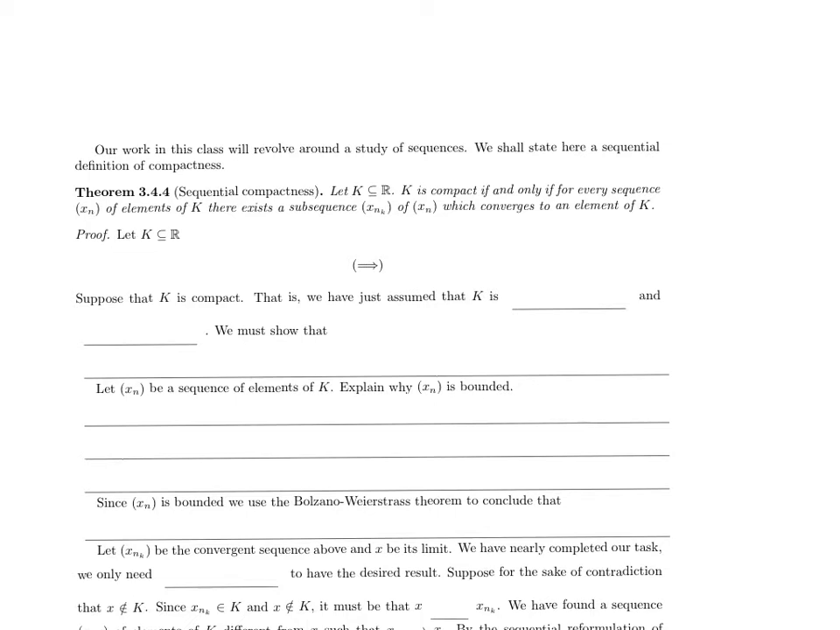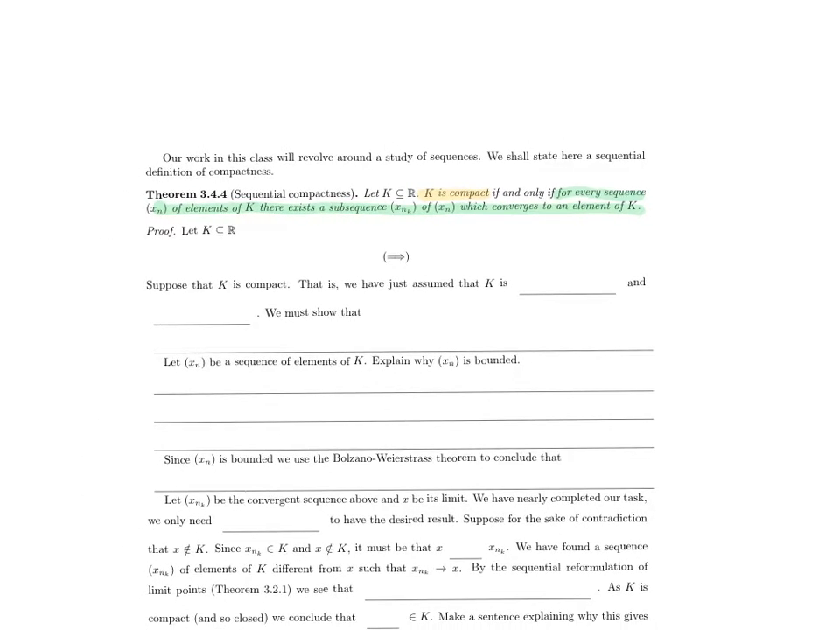Let K be a subset of R. K is compact if and only if, for every sequence x sub n of elements of K, there exists a subsequence x sub n sub k of x sub n, which converges to an element of K. So this is an if and only if. I want to show that this is true if and only if this is true. Well, let's go through that proof.